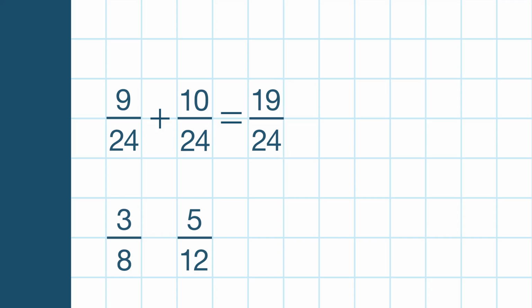To add fractions with different denominators, first find the least common denominator. Then rewrite both fractions with that denominator. Finally, add the numerators and keep the denominator the same. One important reminder: you cannot add fractions with different denominators. You must find a common denominator first and rewrite both fractions before adding.